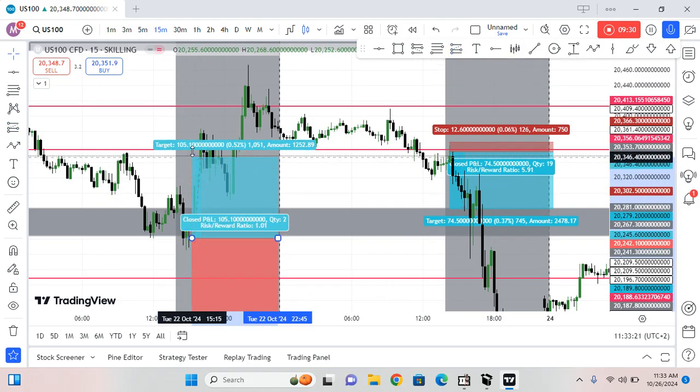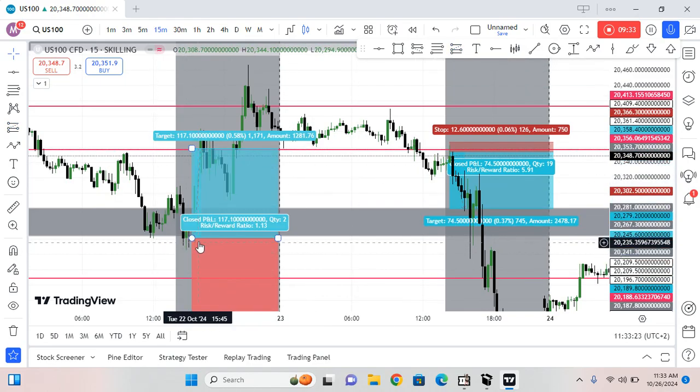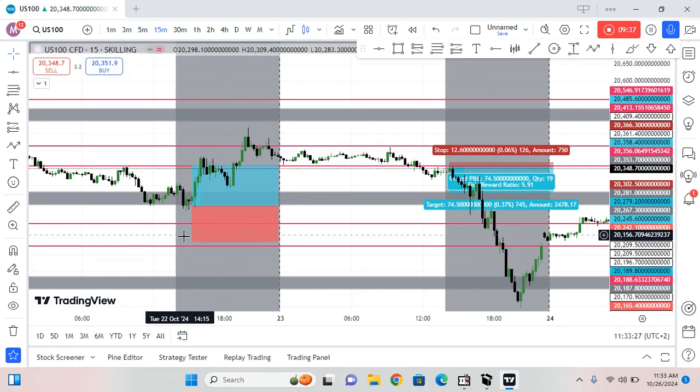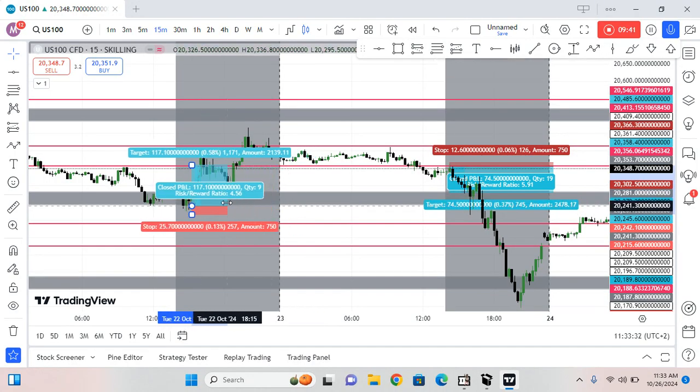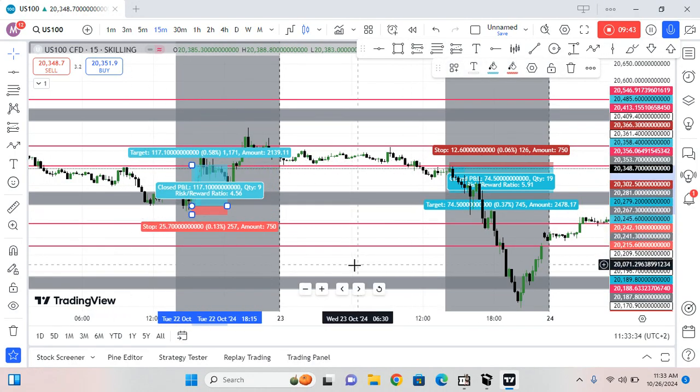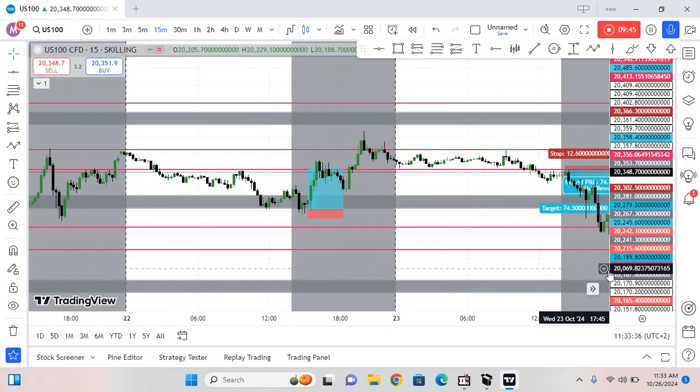Look at this hammer candlestick, this one here. I'm talking about this candlestick. It shows that the market is failing to break. You just put your stop loss here. Not always, guys, that you're going to win. How much is this? 117 pips.